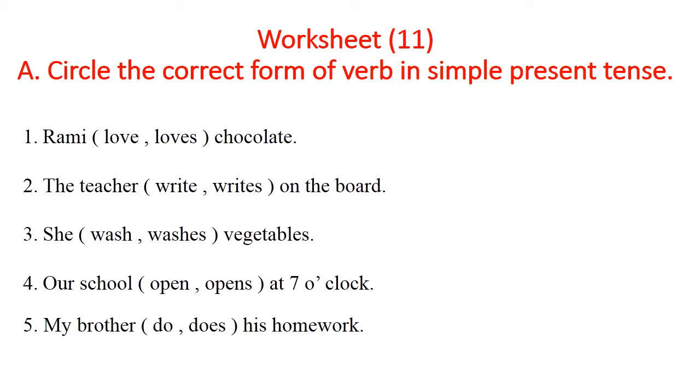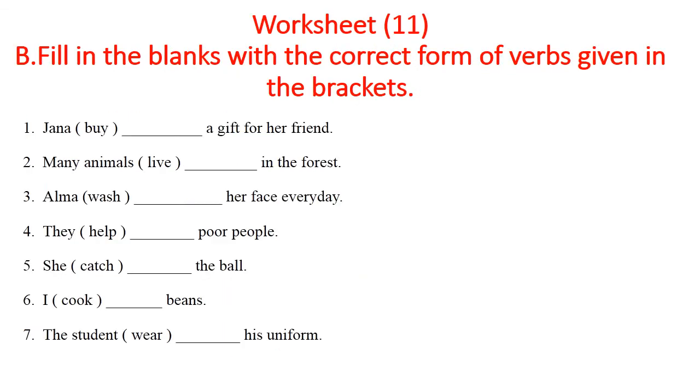Now it's your turn. Go to worksheet number 11. You have to circle the correct form of the verb in simple present tense. Rami loves or love chocolate. The teacher writes on the board. She washes vegetables. Our school opens at 7 o'clock. And then number 5, my brother does his homework.